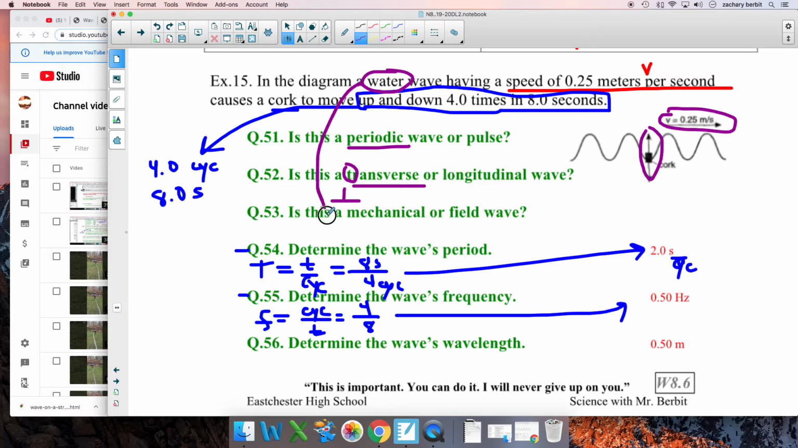Water has mass. Remember, a mechanical wave has to go through a mass medium, a matter medium, a medium with material. So this is most certainly a mechanical wave.